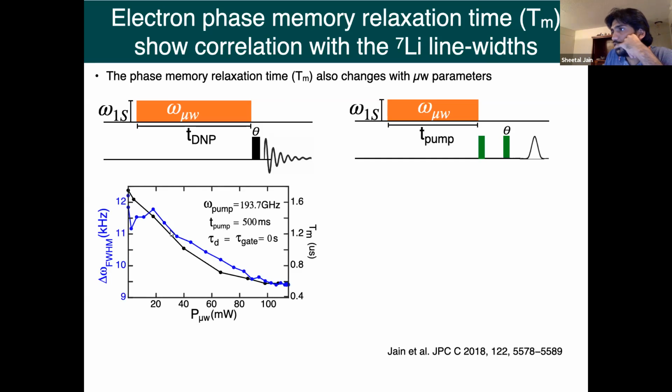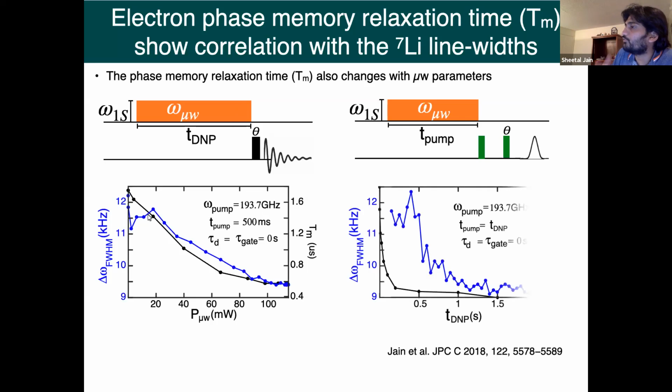The blue data points are the line widths as a function of microwave power while decoupling, while doing the DNP experiment. And the black data points are recorded using this pulse sequence on electrons where we irradiate with the same parameters as we used in DNP, on the frequency where we irradiate for DNP, and then detect at the center. And what we observe is that the phase memory relaxation time, the T2E of electrons, also decreases in the same manner as the line width.